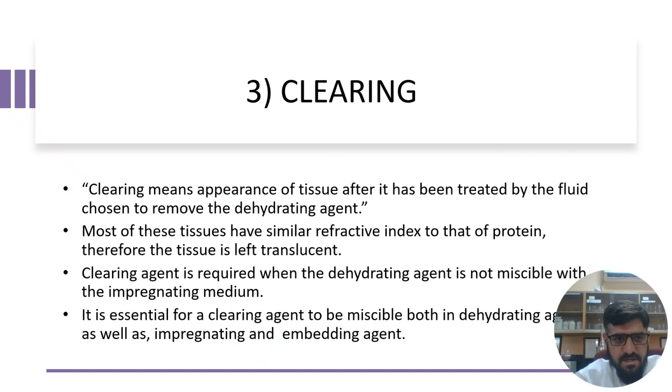The next step is clearing. So clearing is simply the removal of the dehydrating agent. Most of these tissues have a similar refractive index to that of protein, therefore the tissue is left translucent. A clearing agent is required when the dehydrating agent is not miscible with the impregnating medium. It is essential for a clearing agent to be miscible both in the dehydrating agent as well as the impregnating and embedding agents.